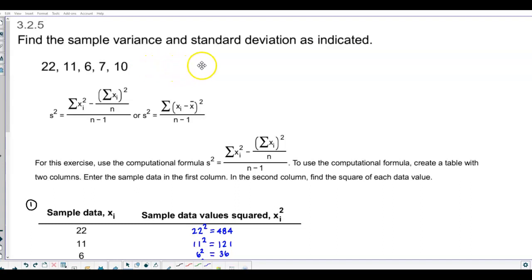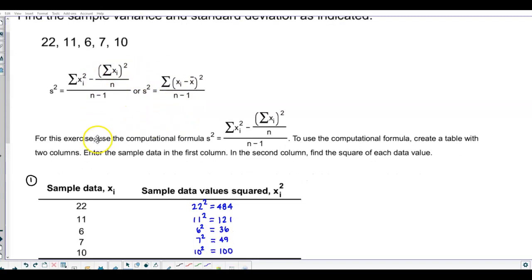Section 3.2.5, find the sample variance and standard deviation as indicated. We have the numbers 22, 11, 6, 7, and 10. We have two formulas that we can use. We can use the first formula or the second formula. For this exercise, we're going to use the computational formula, the first one.